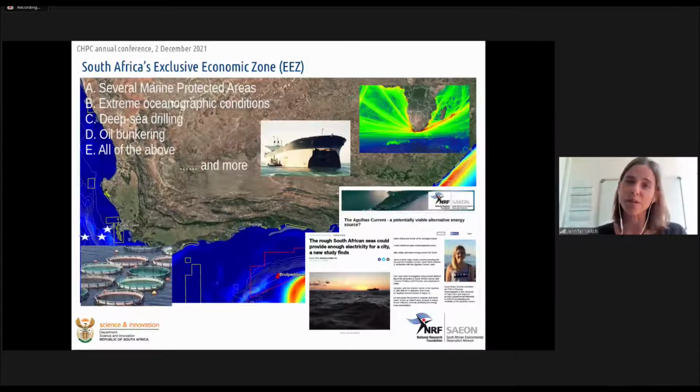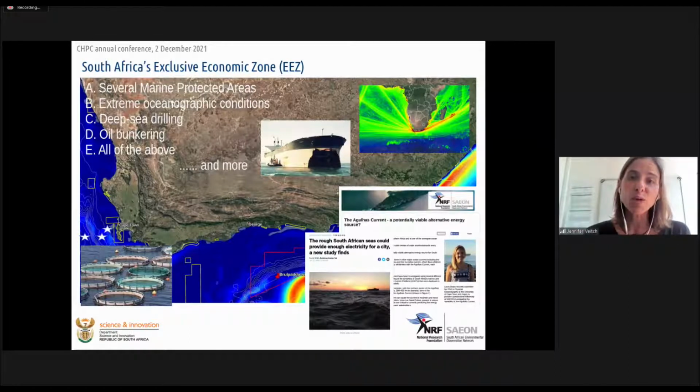And there's much more. We've got aquaculture industries on our south coast that are extremely vulnerable to harmful algal blooms. We have rogue waves within the Agulhas current that have the potential to take out chunks of big container ships. There are a number of ideas about offshore renewable energy and so on.